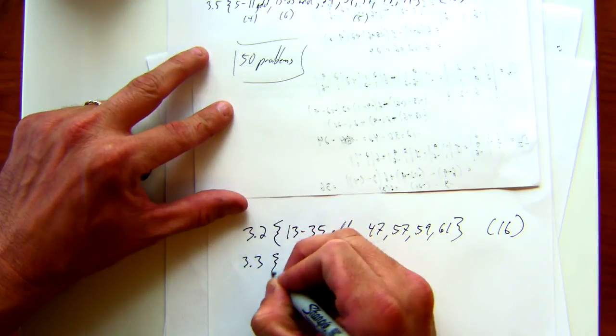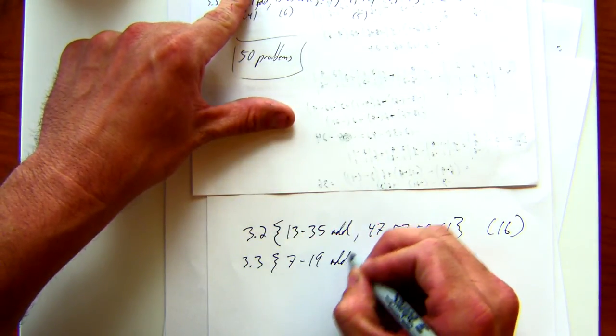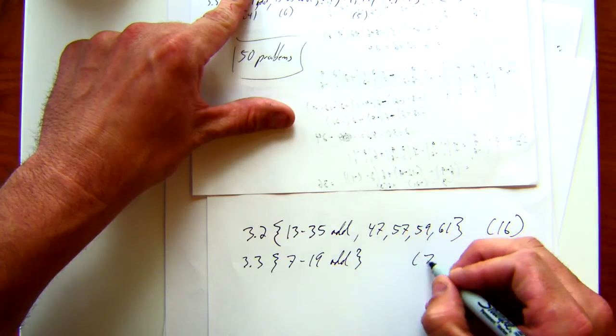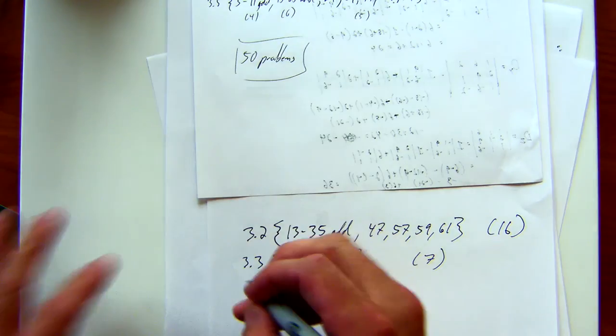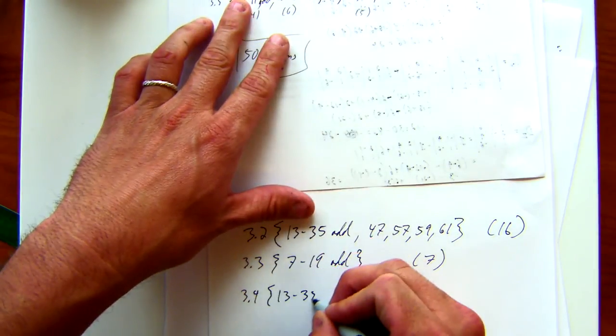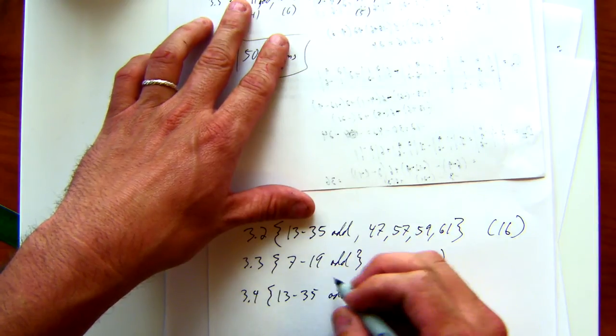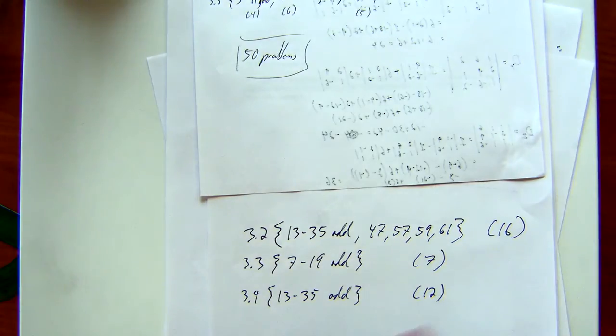Section 3.3, 7 through 19 odd. That's a total of 7 problems. And then 3.4 is 13 through 35 odd. That's a total of 12 problems. So 28 plus 7, 35 problems. That's your homework.